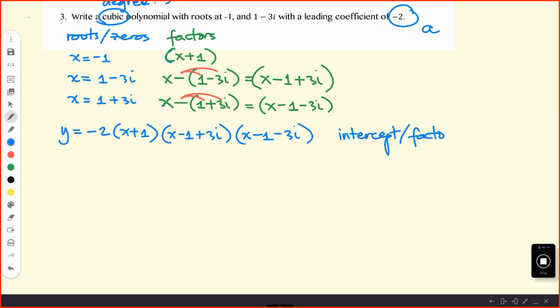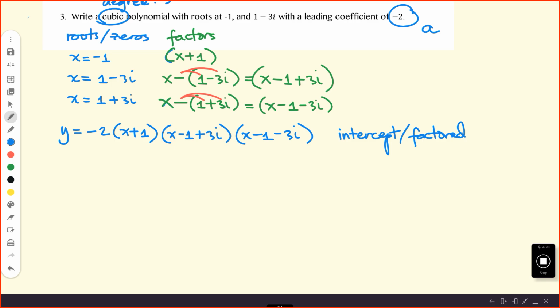Okay, but again, we're asked to write this in the standard form. So how do we multiply this now? How do we simplify this to come up with the standard form? We can multiply the last 2, yes. Okay, now we can consider this. If you want to do this in this way, you can. I'm just showing 2 different methods, or giving you the idea on 2 methods that we can do.